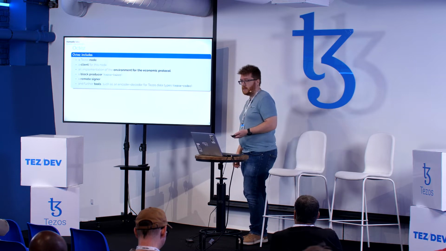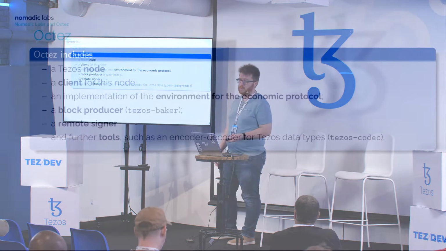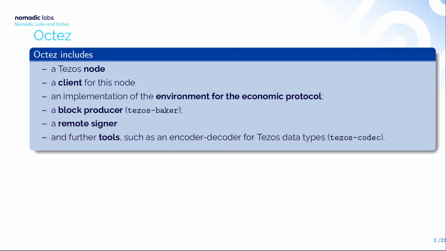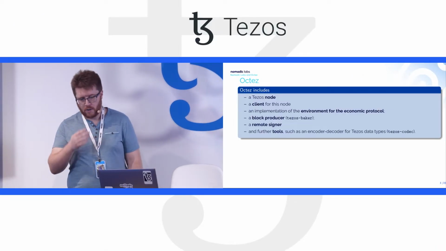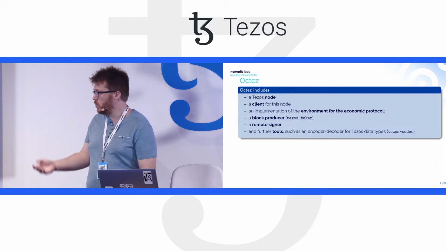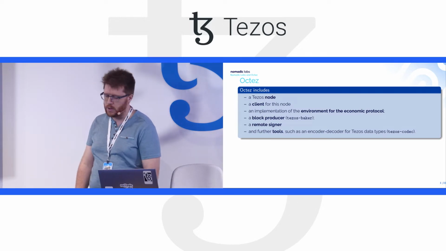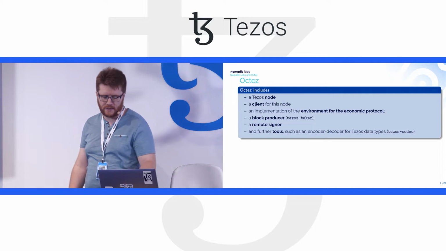So what exactly is in Octez? In Octez, you will find a Tezos node, a client for this node, an implementation of the environment of the economic protocol. I will detail that a bit further. You will find the block producer, the Tezos baker, a remote signer, and other tools for developers, such as an encoder, decoder for Tezos data types.